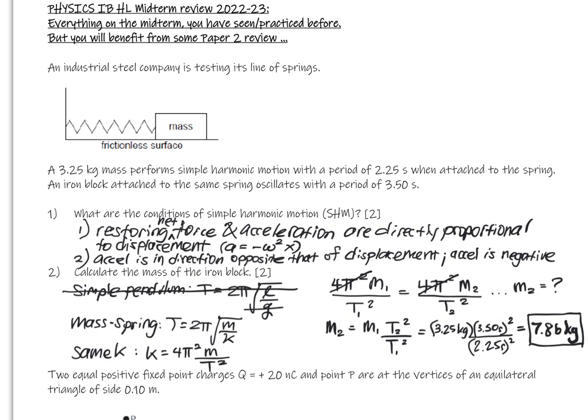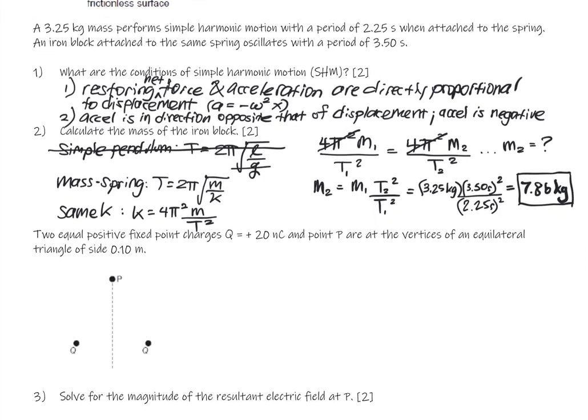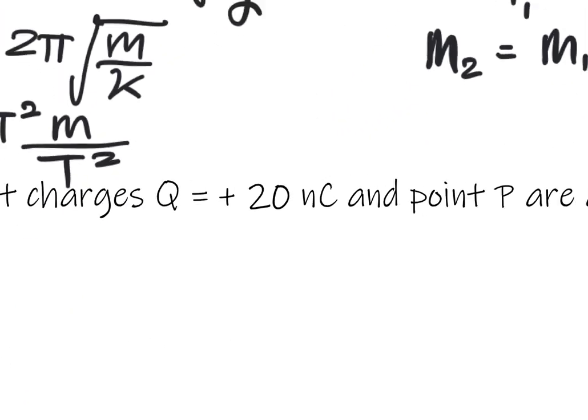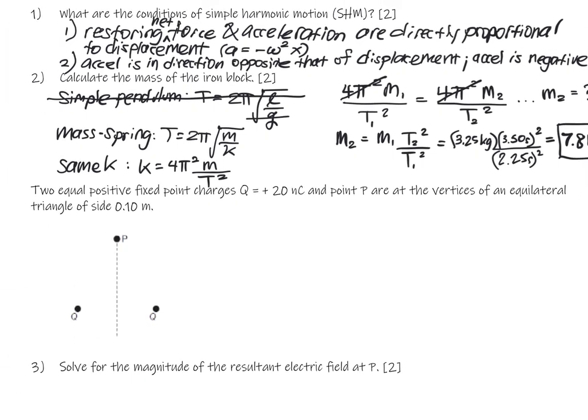And then the next question involves some topic 10 and some topic 9. So let's take a look. We have two equal positive fixed point charges, q1 equals, not 2.0, 20 nanocoulombs, and some point P, and they're at the vertices of an equilateral triangle of side 0.1 meters. So we have a triangle right here, and each one of those sides is 0.1 meters. Okay, fine. Solve for the magnitude of the resultant electric field at point P.